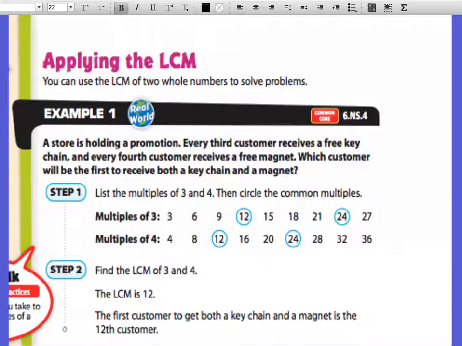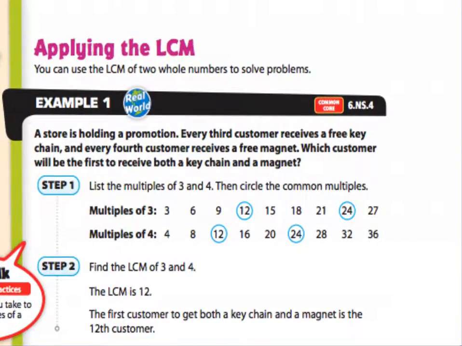Okay, so again, you can apply the LCM in a situation where, so like at the store, they're holding a promotion and every third customer receives a free keychain. Every fourth customer receives a free magnet. Okay, and then since every 3 and every 4, at some point in time, those numbers are going to line up. Okay, there's going to be an LCM of any two given numbers. So when those two numbers match up, that tells us that that person is lucky enough to get both.